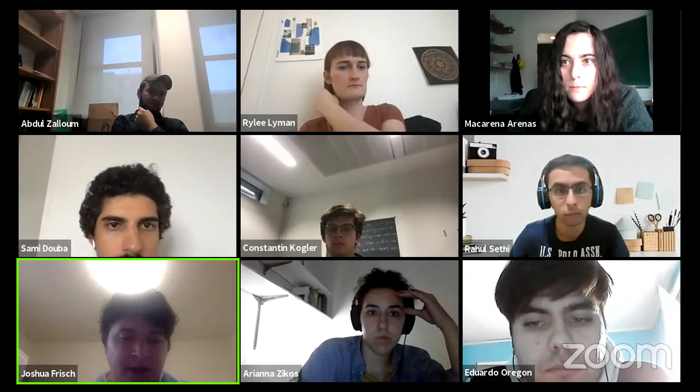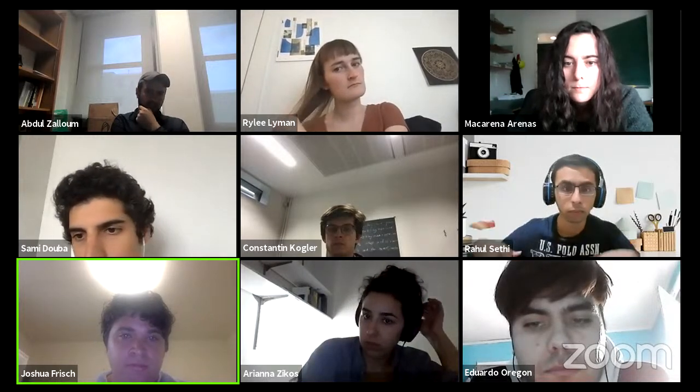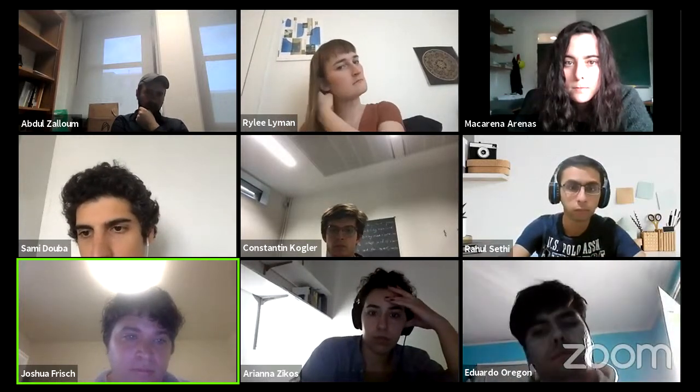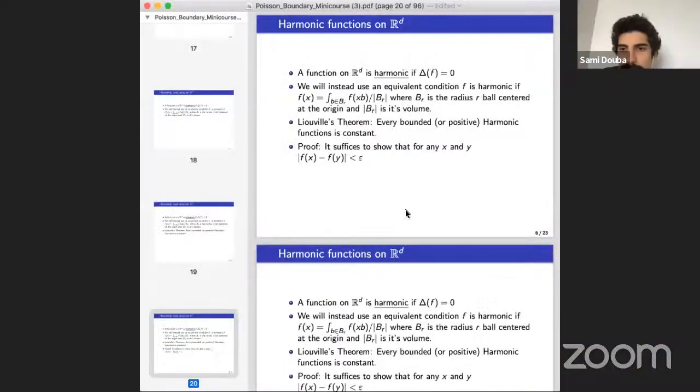So let me go back and share this. Danelli asks, how does this use the bounded assumption? Oh, it's a good question. Well, we have a very small piece on the boundary, which belongs to one circle, but doesn't belong to the other circle. And because of the boundedness, we know this is not going to affect the average very much.